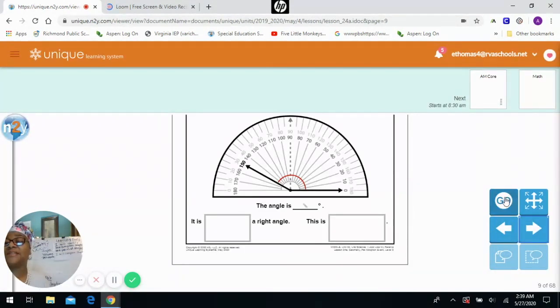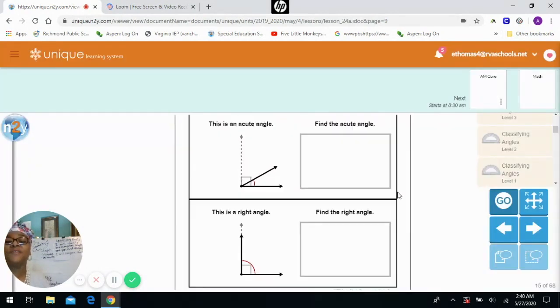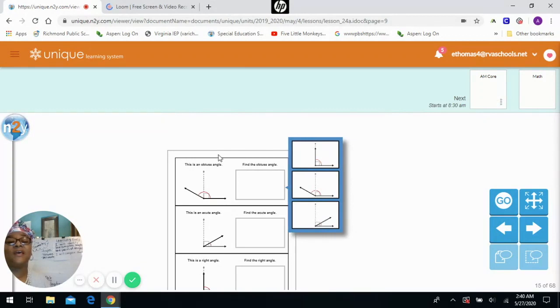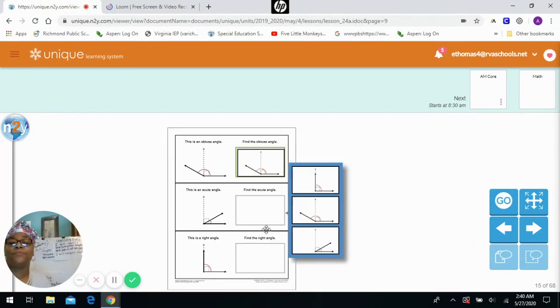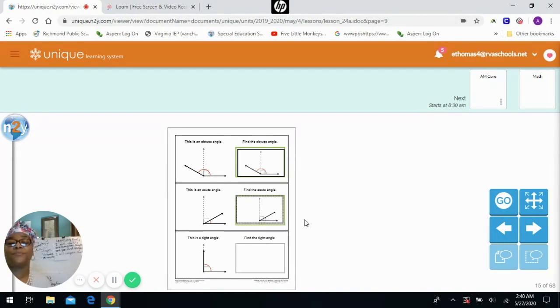All right, let's figure some things out here. We are going to classify some angles. It says find the obtuse angle. An obtuse angle is larger than the right angle. So let's see if that goes there. Very good. Now find the acute angle. Yes, it is smaller. This is the acute angle.